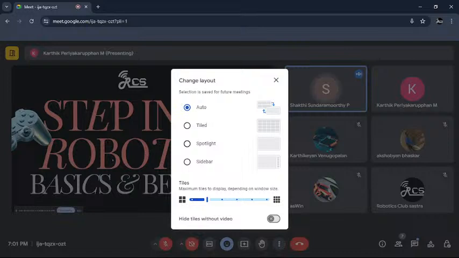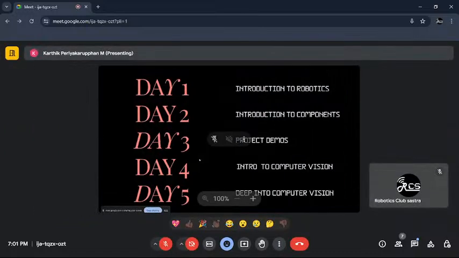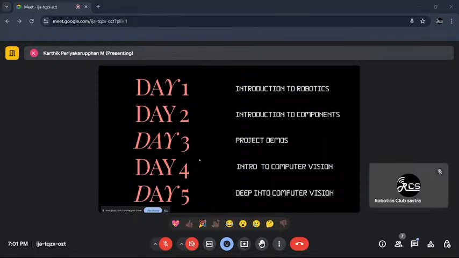So let's start the day-wise intro. Today, day one, we will be seeing the introduction to robotics and basics. Tomorrow, day two, will be the introduction to the components and some basic coding related to it. The day after tomorrow, day three, would be the project demos. It will be basic and related to the day two contents. Day four would be new content, an intro into computer vision, that is OpenCV. And the fifth day would go deep into computer vision, the advanced version of day four.